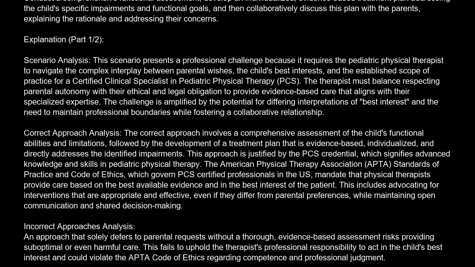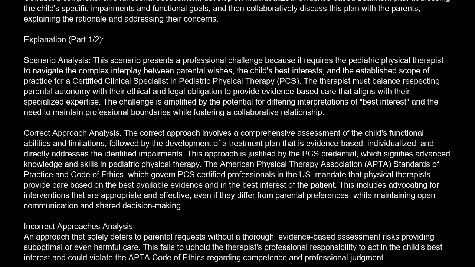Explanation. Scenario analysis. This scenario presents a professional challenge because it requires the pediatric physical therapist to navigate the complex interplay between parental wishes, the child's best interests, and the established scope of practice for a certified clinical specialist in pediatric physical therapy, PCS. The therapist must balance respecting parental autonomy with their ethical and legal obligation to provide evidence-based care that aligns with their specialized expertise. The challenge is amplified by the potential for differing interpretations of best interest and the need to maintain professional boundaries while fostering a collaborative relationship.